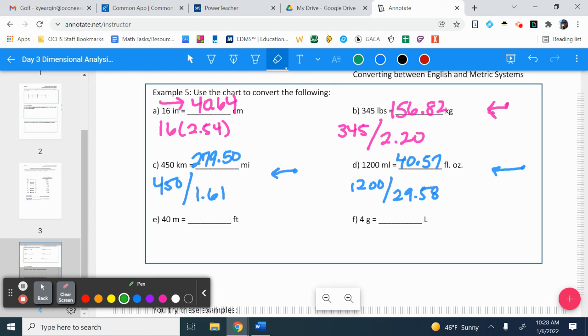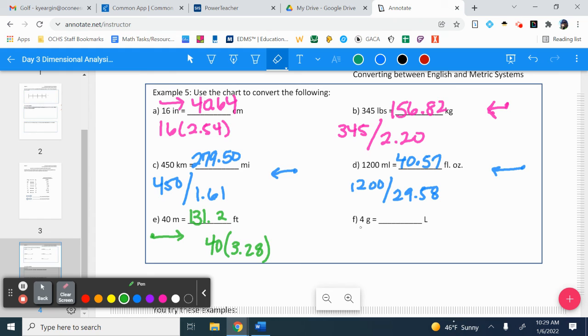For letter E, I'm starting at meters, which is going to be on the left side of my chart, and I'm converting them into feet. So I'm moving to the right, which means I multiply. I take 40 and multiply it by the conversion, which is 3.28. So 40 meters is equivalent to 131.2 feet.